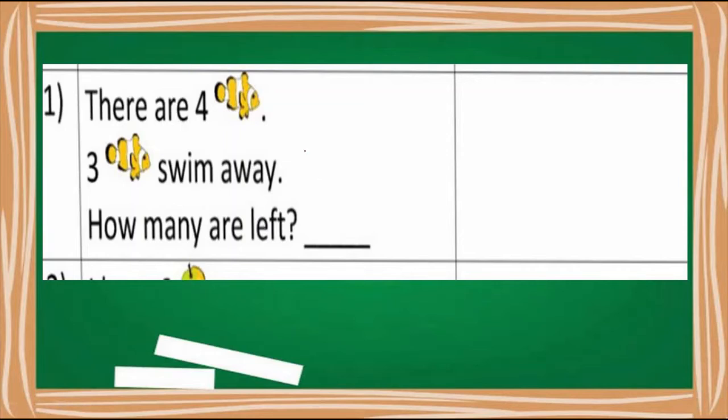Let's see. We have to make an equation first to solve the problem sums. How can we make an equation? How many people or persons are there? 4. Okay? Write it on the top. Then, how many persons are left away? 3. 3 persons swim away. So, make a subtraction and make an equation like this. 4 minus 3.